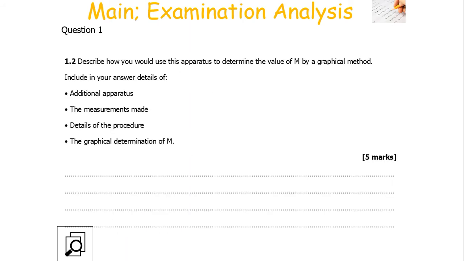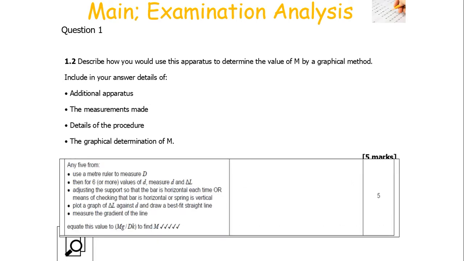Now the next type of question says describe how you would use this apparatus to determine the value of big M by a graphical method. Now in your answer you should include details of additional apparatus, the measurements made, the detail of the procedure and the graphical determination of M. Now let's look at where you get your marks from. So we'd use a meter ruler to measure big D as it's a length. Then for 6 or more values, remember you need at least 6 or more values to gain an accurate line of best fit which you are confident in. You would then measure d and delta L.